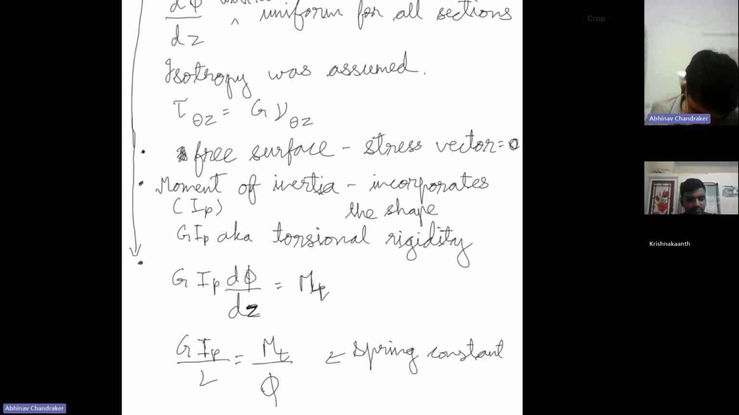So the higher the GIP by L, the more movement you'll have to apply to cause a particular strain, just like you have in a spring. So that's why this value is being called the spring constant. It tells you how much movement is required for causing a particular amount of strain.